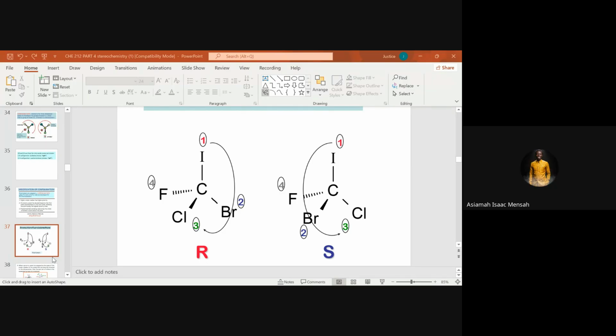Can there be a case where the fluorine will be at the place of chlorine and then chlorine will be at the imaginary line? Can you have such a case? Very good. That is a very good question to ask.